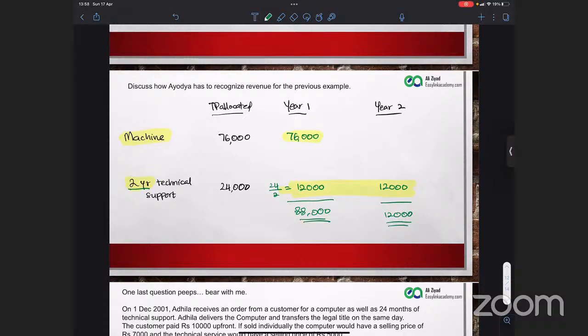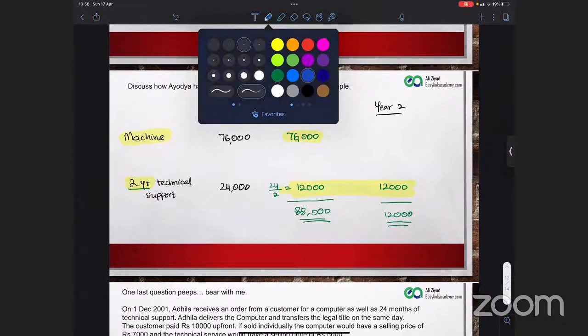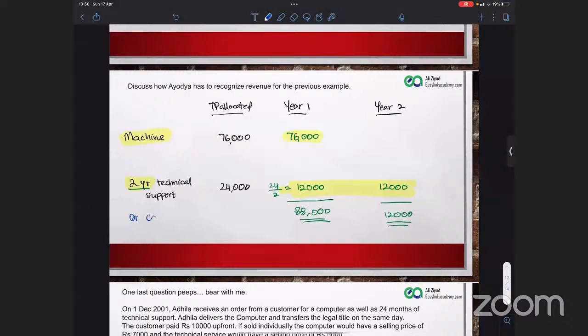Okay, now if you are receiving 100,000 cash at once, how much should be debited to cash account? 100,000. Is that clear to all of you? Yes, that's right, Anisha. Debit cash 100,000. Okay. Then sales account, how much should be recorded? 100,000 or 88,000 for year one? 88,000.